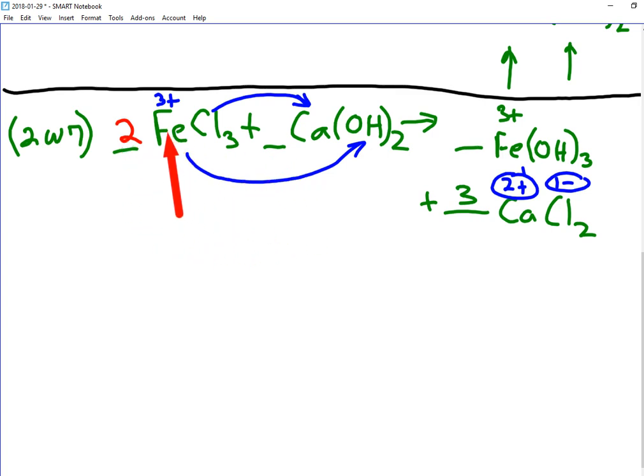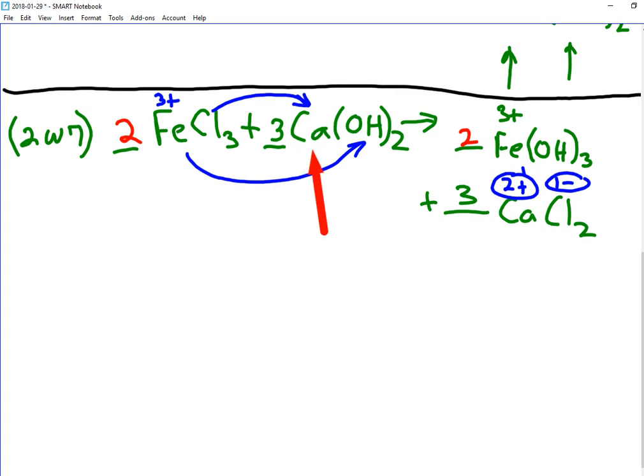Now, iron just got changed, so I'm going to need a number here to make this 2 work with this side. So I'll go over here for 2 to make 2 irons. When I made 2 irons over here, I also made 6 hydroxides instead of 3. So if I go back over here, I have 2 hydroxides. And if I put a 3 here, that will make 6 hydroxides. And it will also make 3 calciums.